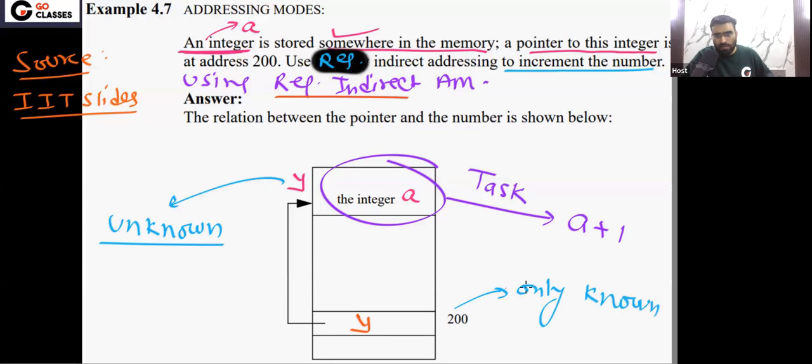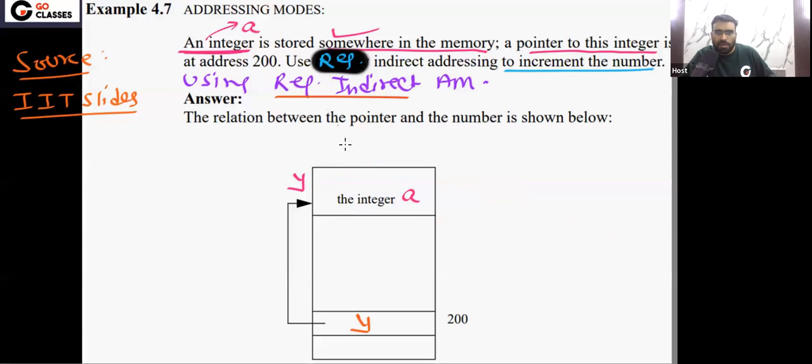This is only known. Okay. So this diagram is all we know. Now you tell me what you will do. Using register indirect, first what you will do? First you have to load this Y in some register.